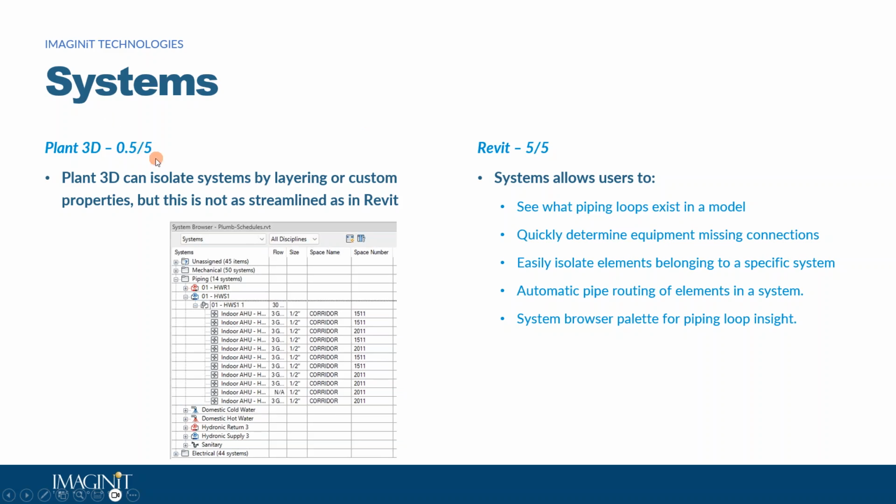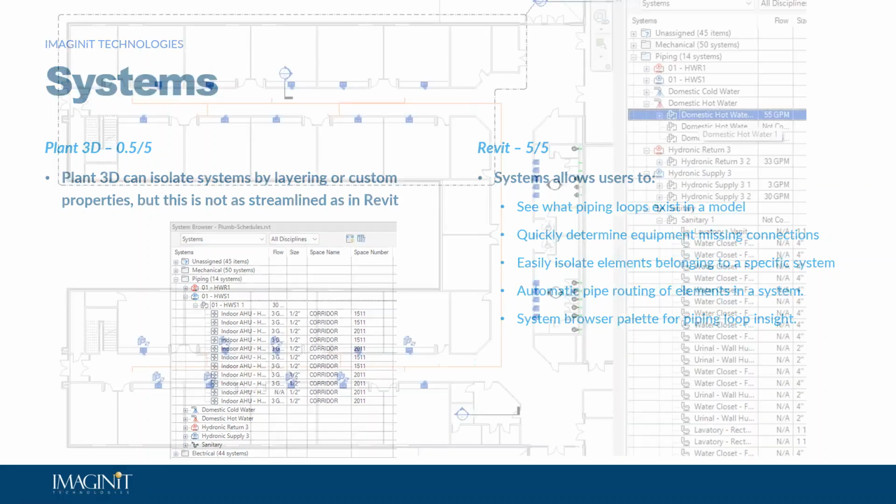Systems. Plant 3D, we gave 0.5 out of 5. Plant 3D can isolate systems by layering our custom properties, but this is not as streamlined as in Revit. This image over here is in Revit, and in Revit, we gave it a 5 out of 5. So systems is something that exists in Revit. Systems allows users to see what piping loops exist in a model, quickly determine equipment missing connections, easily isolate elements belonging to a specific system, automatic pipe routing of elements in a system, and a system browser palette for piping loop insights.